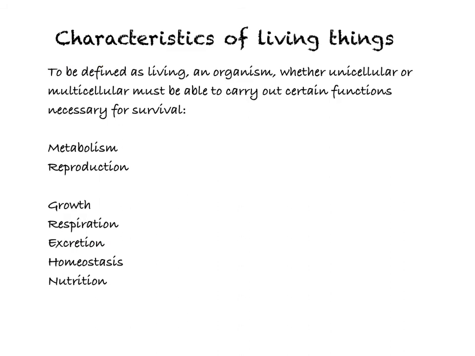All living things need to be able to do the following 7 characteristics. I've arranged them as Mr Graham to help you to remember them. So that's metabolism, reproduction, growth, respiration, excretion, homeostasis, and nutrition. All unicellular organisms can also do these 7 characteristics as shown by the amoeba.